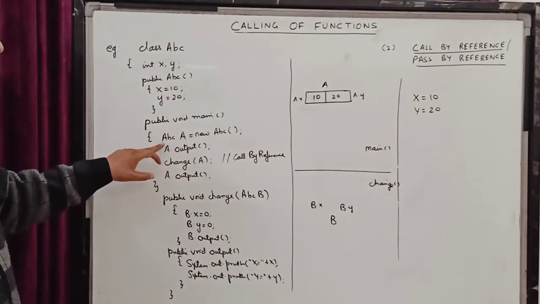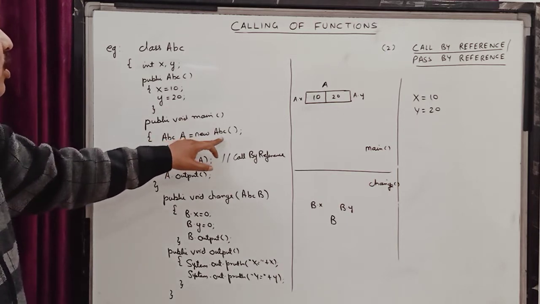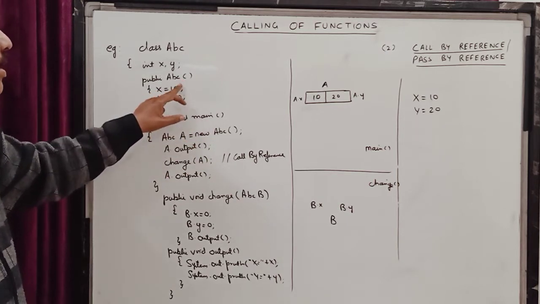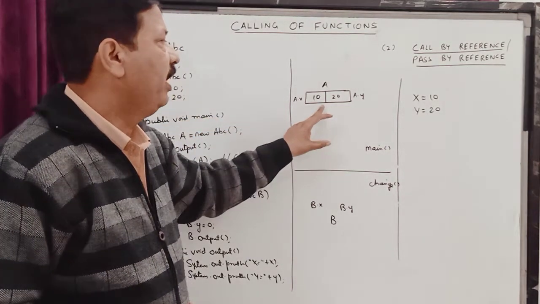So the object is created, and the object is of class ABC. So ABC A is equal to new ABC. New ABC means I am creating this object with this constructor. So children, in the main memory, this object gets created.